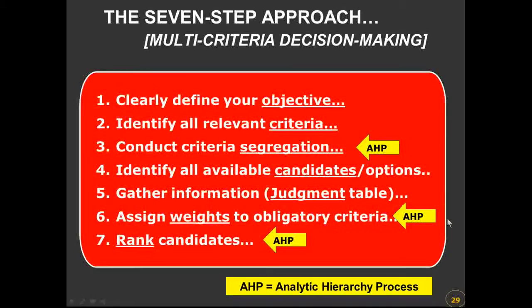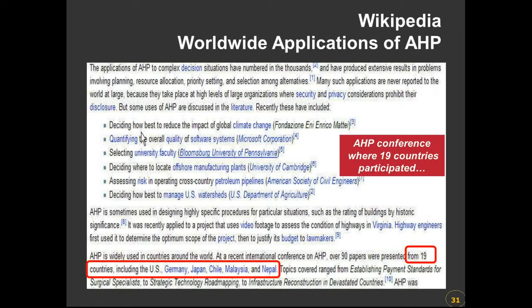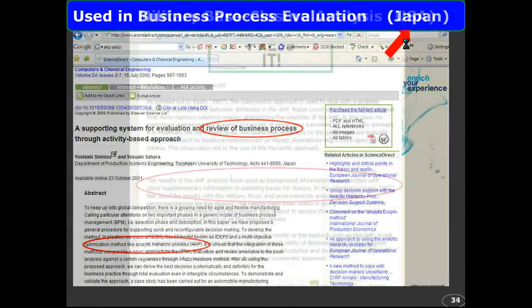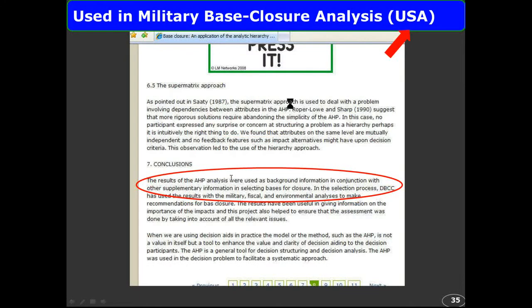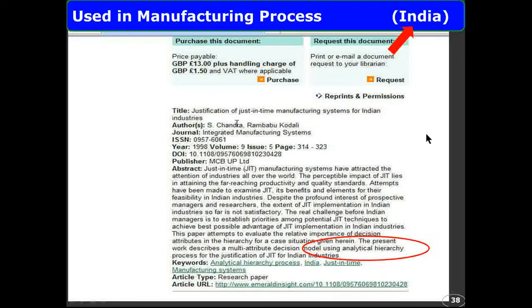If you see, I have the letters AHP, which stands for Analytic Hierarchy Process, assigned to steps 3, 6, and 7. So what is AHP? Is AHP reliable? Who is using AHP? Well, just Google it and you will see a pretty comprehensive explanation. At a recent international conference on AHP, 19 countries presented papers. Over 90 papers were presented. In fact, a Google search will show places such as Taiwan, China, Japan, USA, even the military base closure study using AHP, South Korea, Finland, India. All these countries use AHP for many problems that they have to address.